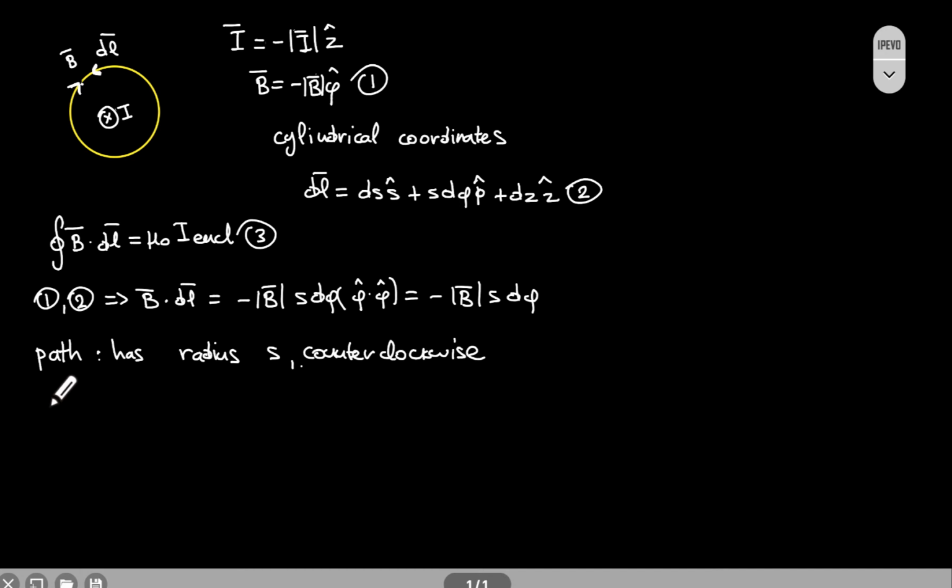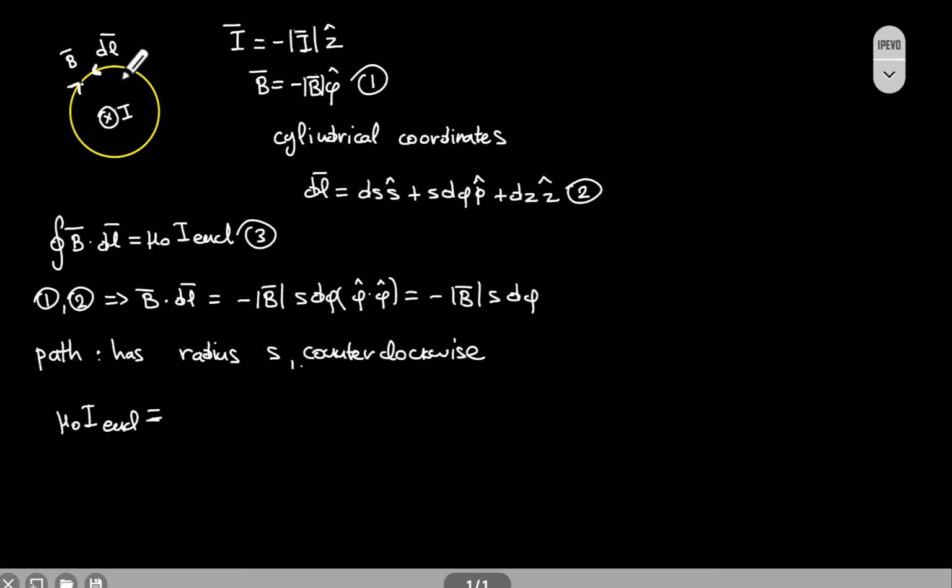I need to use, not yet. I need to decide on what is mu naught times the current enclosed first. So let's say mu naught times I enclosed.